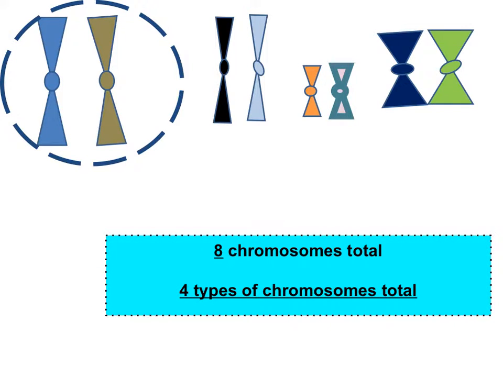So just putting this in a little different orientation, you can see here that I've circled a pair of chromosomes. Okay, and once again, there are 4 types. I've just circled one of them.